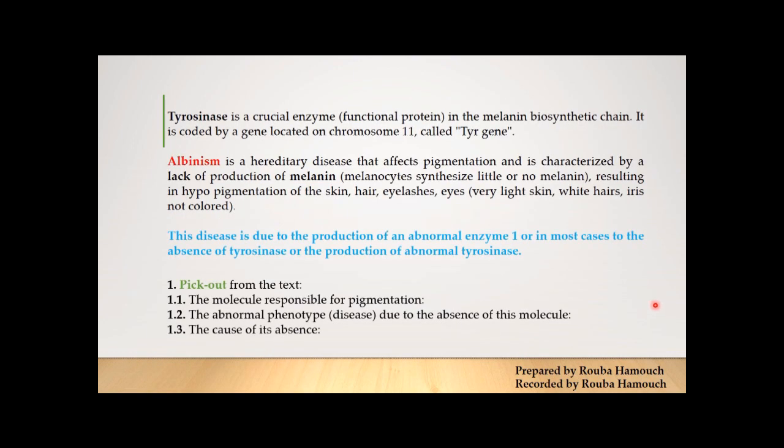Now, you have to answer the following questions. Pick out from the text. You should pick out the whole sentence or the exact expression or scientific terms. Pick out from the text the molecule responsible for pigmentation, the abnormal phenotype or disease due to the absence of this molecule, and finally the cause of its absence. Meaning, why is this molecule absent in our case? Take few minutes to answer these questions.